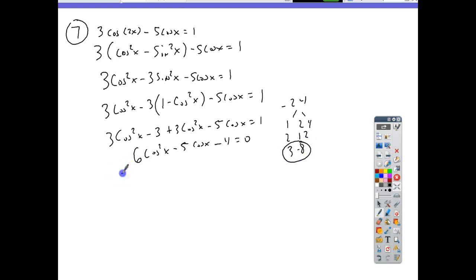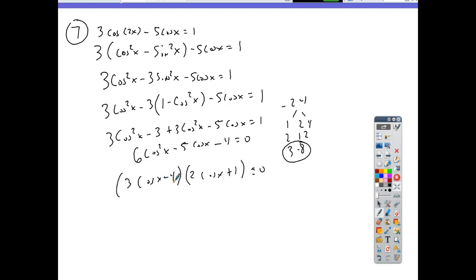So now I'm going to start here. I'm going to go cosine x, cosine x, equals 0. Now these two have to give me 6 cosine squared, do they? No. Then what do we have to do? Do you put 3 and 2, right? Because I'm multiplying. So 3 and 2. 3 times what gives me 3? 1. 2 times what gives me negative 8? Negative 4.